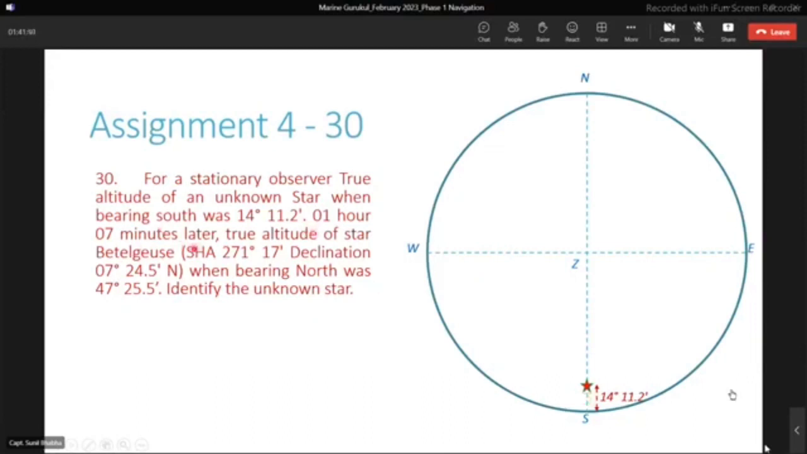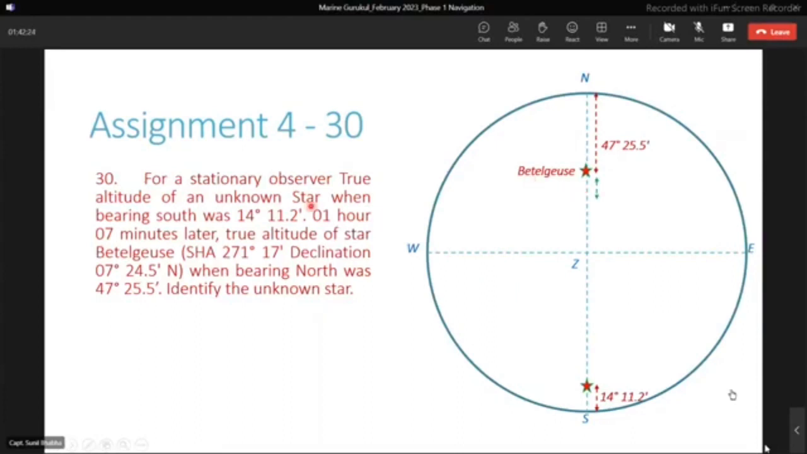Now 1 hour 7 minutes later, the star Betelgeuse was bearing north. North bearing is Z to N, and the altitude of Betelgeuse was 47 degrees 25.5 minutes. So from the N point on the horizon, 47 degrees 25.5 minutes away is where we have Betelgeuse. So we have Betelgeuse also in our rational horizon diagram.